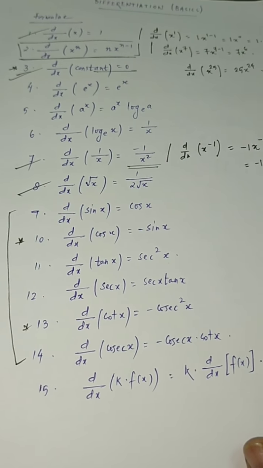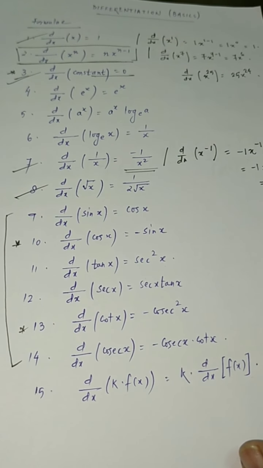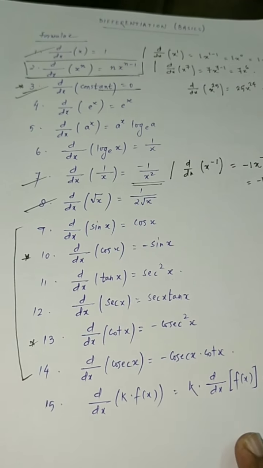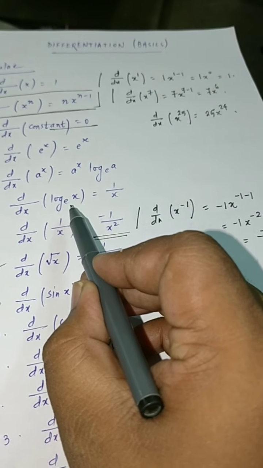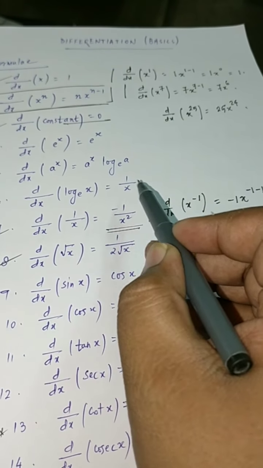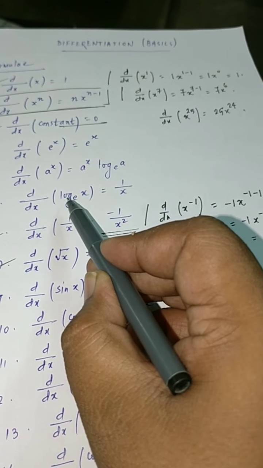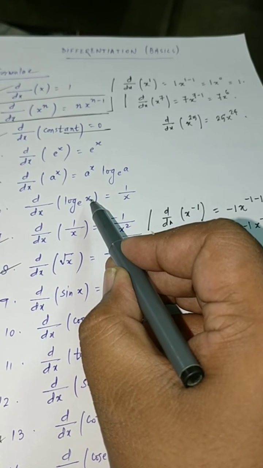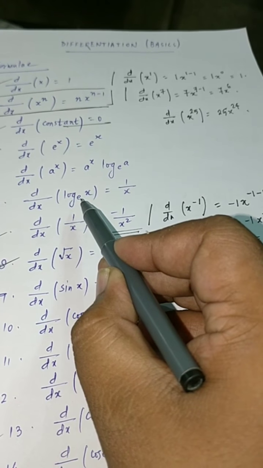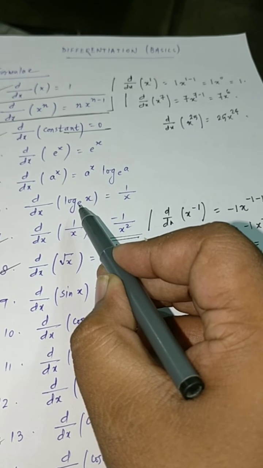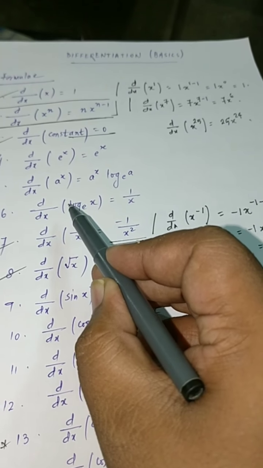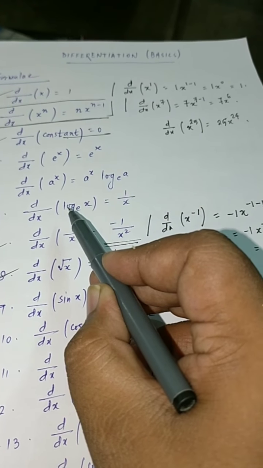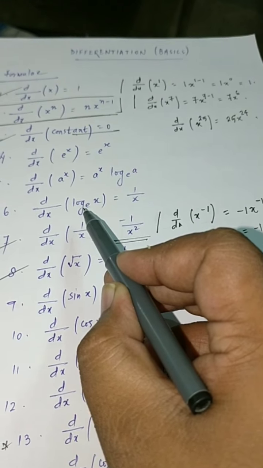So what are we left with? We are left with 4, 5, 6 and 15. So let me go to formula number 6 first. This is d/dx of log x. It is 1 by x. How do we write log? This is log, this is element. The x is the element of the log and this e is the base of log. So log without element and base is incomplete. So whenever we write log, it is mandatory that we write the element as well as the base.